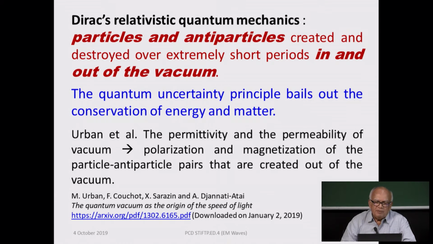And they talk about the permittivity and permeability of vacuum, the polarization and magnetization of particle-antiparticle pairs that are created in and out of vacuum. Okay, so you may want to read this up, but I will not get into this.